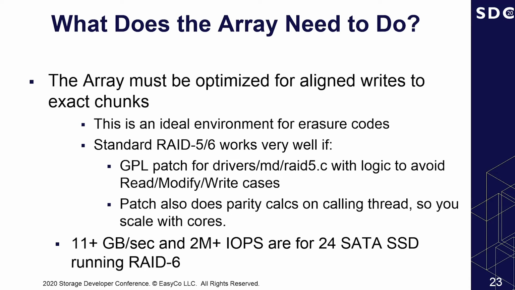There are some aspects of RAID that make this easier. First, RAID will never see a read, modify, write operation. Every write is a perfect stripe. Second, you can strip out much of the RAID logic. The entire stripe page cache can be skipped. In the end, you can push your 24 SATA SSDs write speeds to well over 11 gigabytes per second on RAID 6.